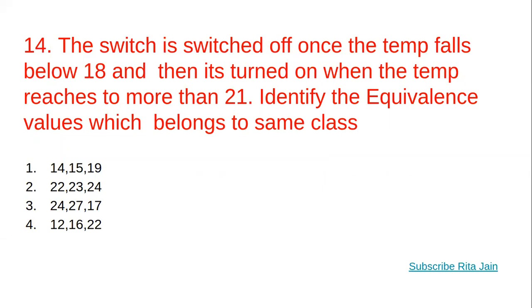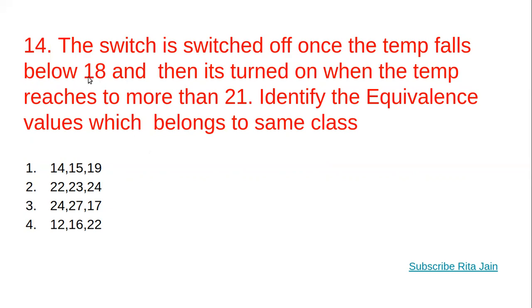Question number 14. The switch is switched off. This is in fact a very interesting question based on the testing technique application. So question is, the switch is switched off once the temperature falls below 18 and then is turned on when the temperature reaches more than 21. Identify the equivalence partition values which belong to the same class. So here we can divide this data range into three partitions: below 18, between 18 and 21, and above 21.